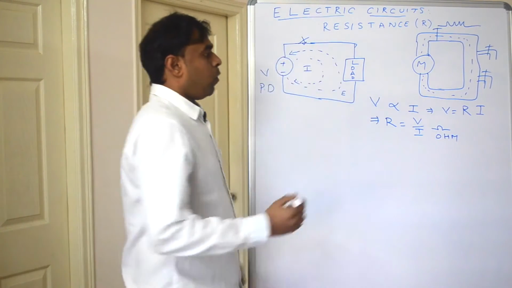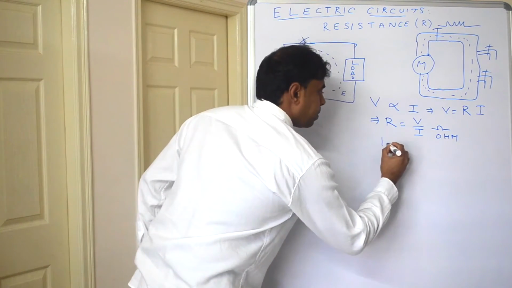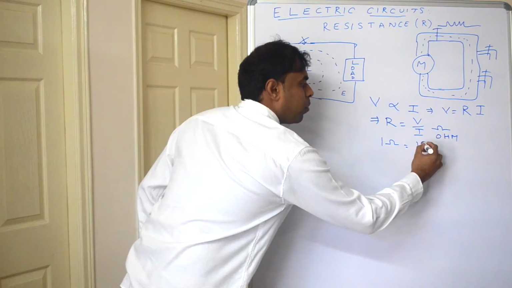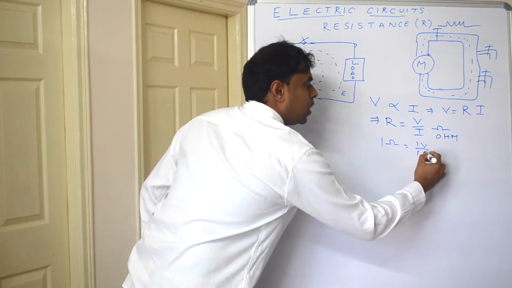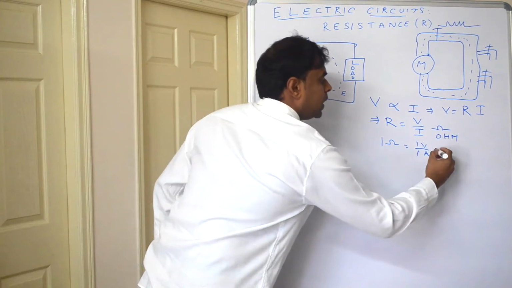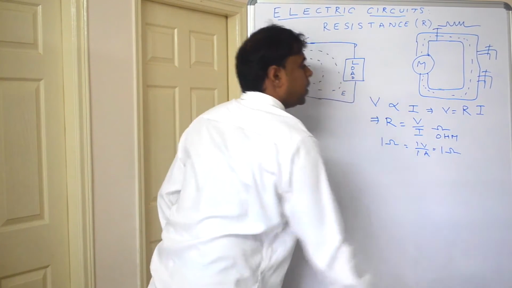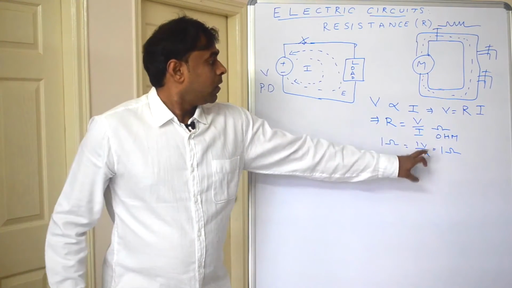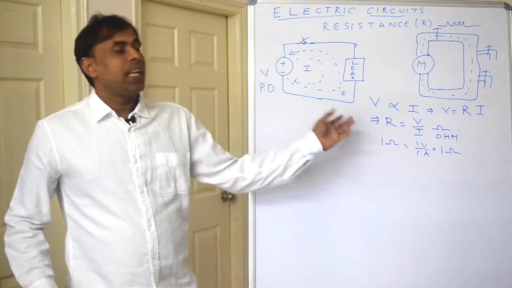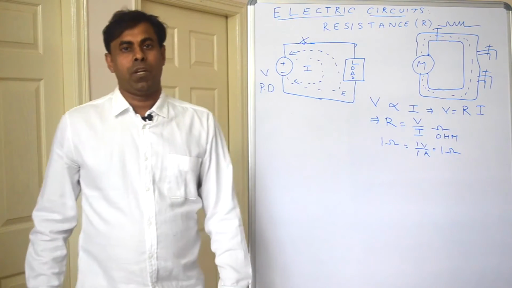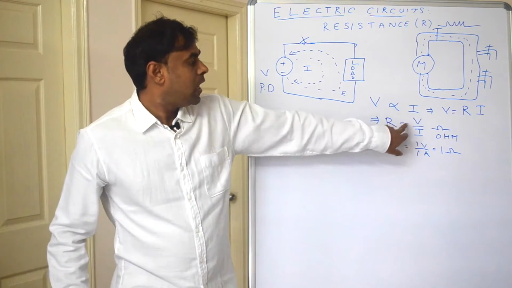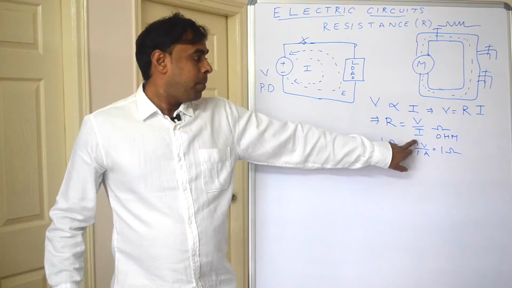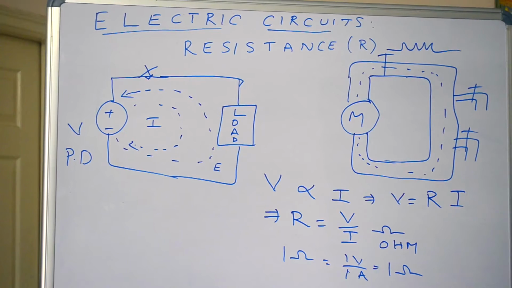What is 1 ohm? 1 ohm is when 1 volt of potential difference is applied and 1 ampere of current flows. This is an example I am taking. If voltage and current vary, the amount of resistance may vary in that particular circuit. It depends on the equation: R is the voltage, the potential difference applied in the circuit, divided by the current flowing in the circuit.